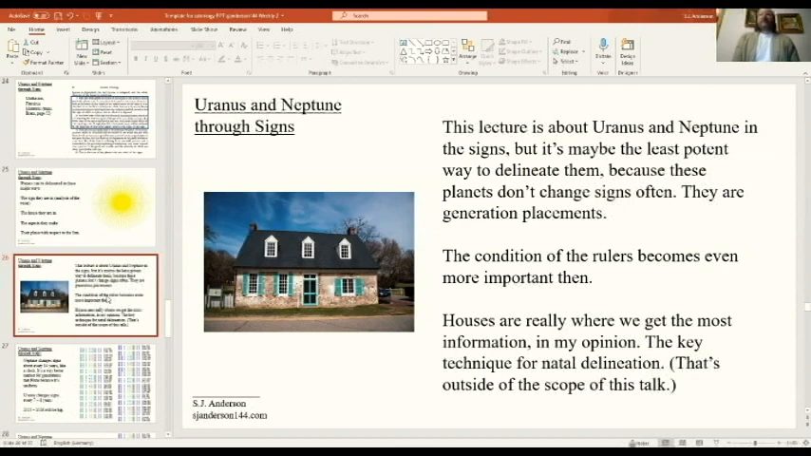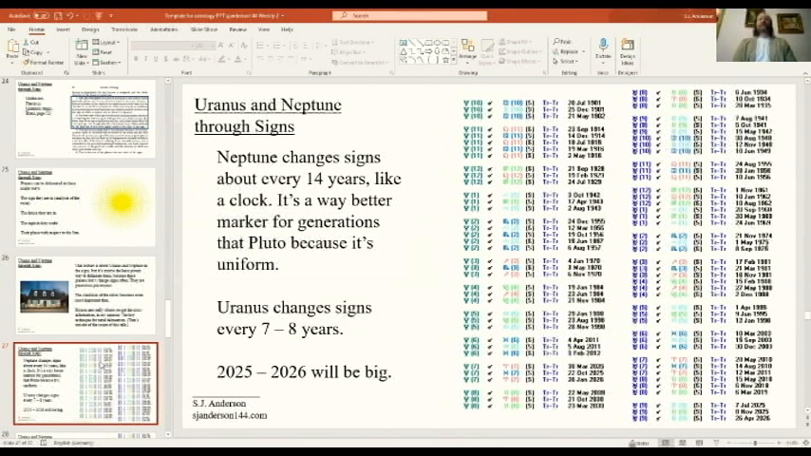Okay. And then the other thing, like I said, houses are, to me, where we get most of the key information about a life. And it's a key technique for natal delineation. Without the houses, there's not as much that can be said. You're really heavily restricted. Again, it's outside of the scope of this talk. I'd love to do a Neptune and Uranus in the houses talk at some point, but that's not today. Okay, so let's go here.